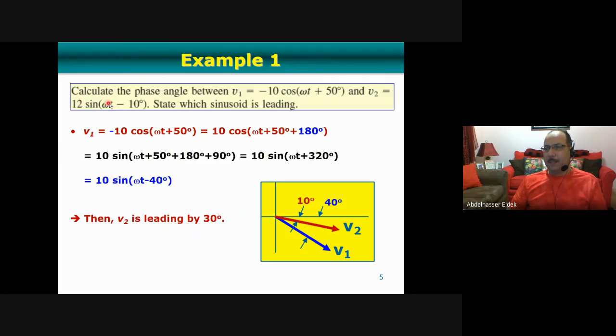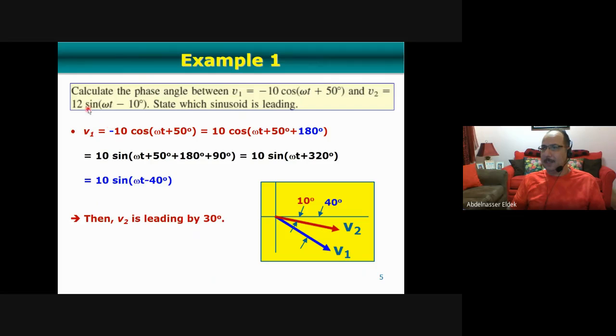Here's an example. Calculate the phase angle between V1 equals negative 10 cosine omega t plus 50 and V2 equals 12 sine omega t minus 10, and state which sinusoid is leading. So what you need to do here is to compare them by converting them to the same form, either cosine or sine.